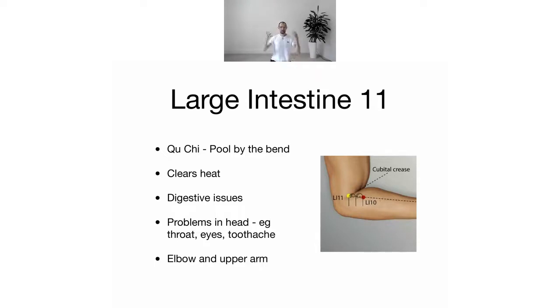Problems in the head, throat, eyes, toothache, headaches, especially headaches on the forehead. This all relates with the channel. The channel governs the forehead, sinuses, round the nose, and then down across the side of the cheek, so it goes across the teeth, and then down through the neck here, and across the top of the shoulder. And this is a great point for clearing the channel. It just opens out. And of course locally with the elbow and upper arm.